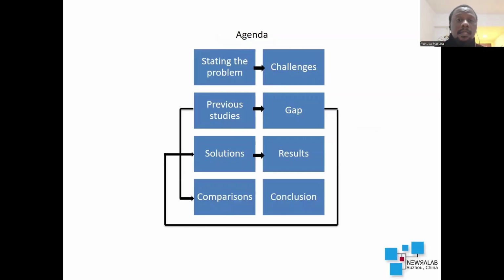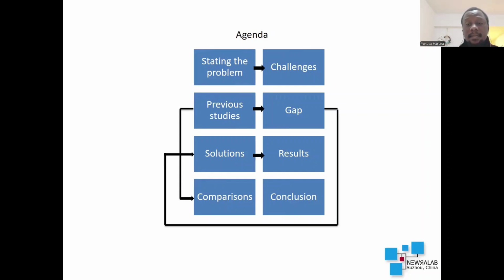So we would start with the agenda for today for our presentation, which is we're going to state the problem, and we're also going to state the challenges. And we're going to look into previous works that have been done in terms of capturing long-range dependencies, and also try to find the gap. And we're going to present what we actually do for our solutions, and we're going to present the results, and we're going to also compare our results with the previous designs. And in the end, we're going to conclude.